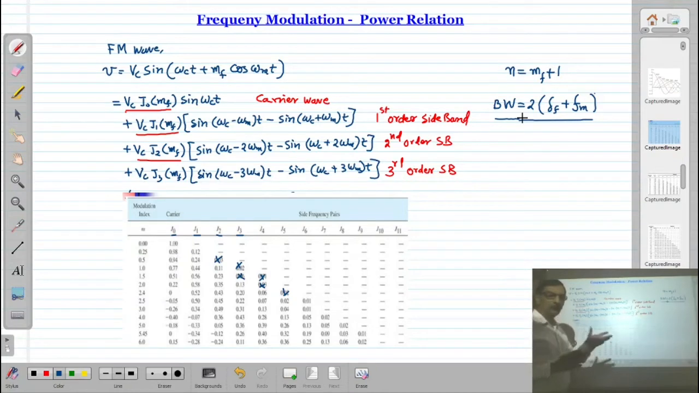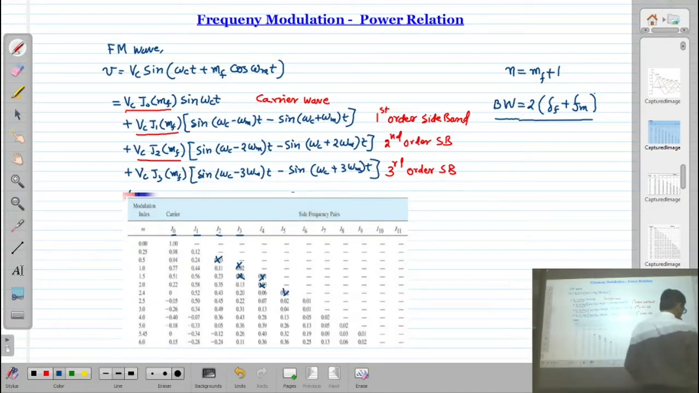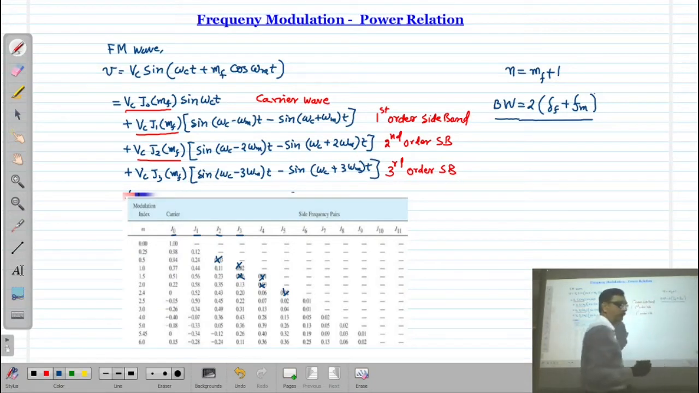Now let us see what the power relation is. Before the modulation we have only a carrier signal. After the modulation we have the carrier signal as well as the lower sideband frequency and the upper sideband frequency also.